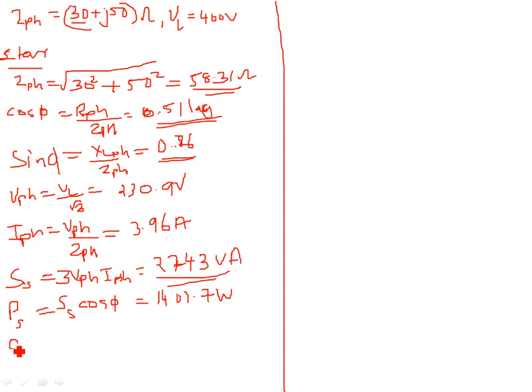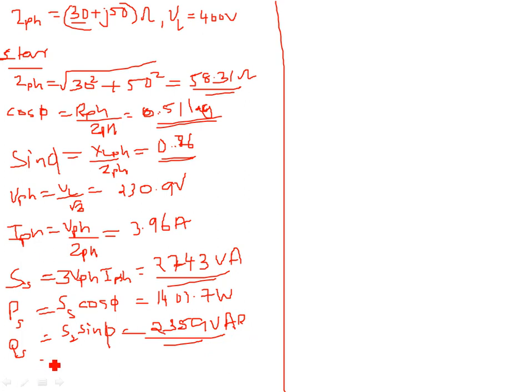Now, what is reactive power? Reactive power is given by Q, that is, apparent power into sin phi. What is it? That is 2743 into sin phi, which is 0.86. That comes to 2358 or 2359 volt ampere reactive.